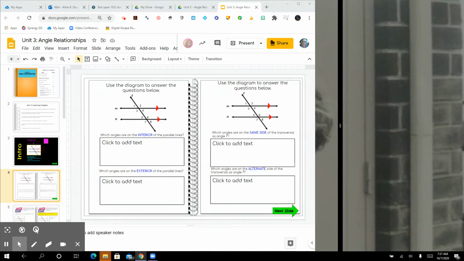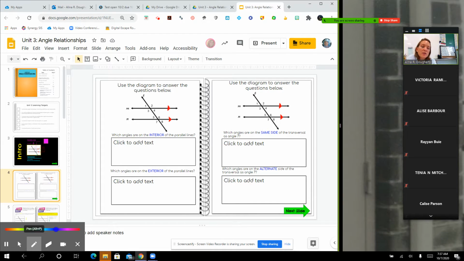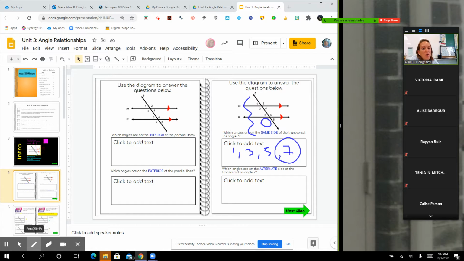So then we also have same side and alternate. Which angles are same side of the transversal as angle 7? So angle 7 is here, and everything on the left side is going to be same side. So you're going to put 1, 3, 5 next to 7, right? Those are all on the same side.